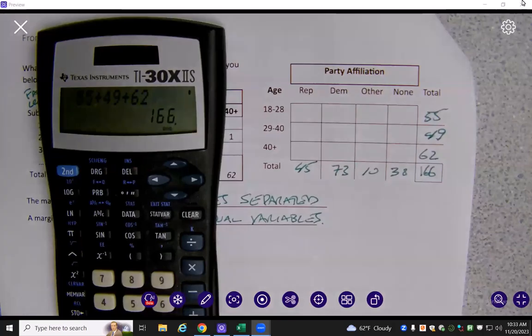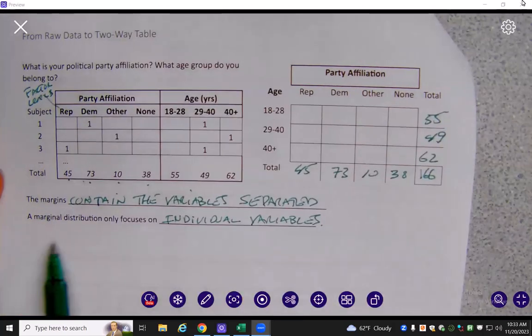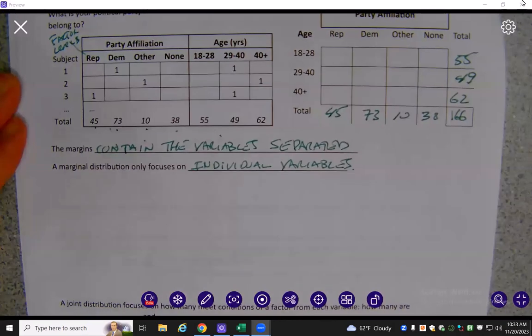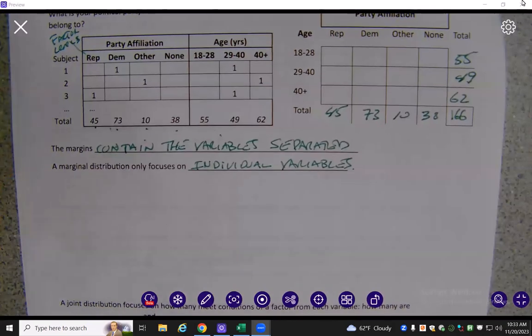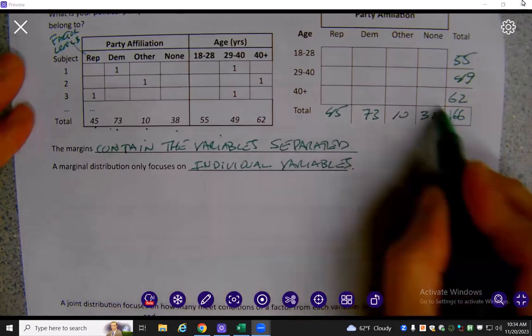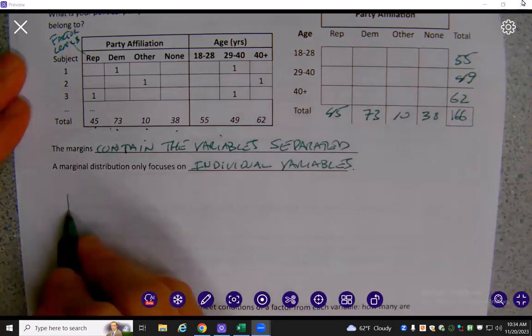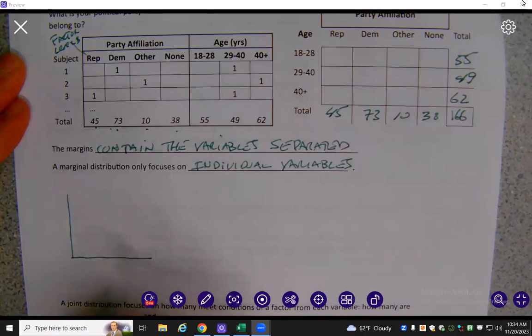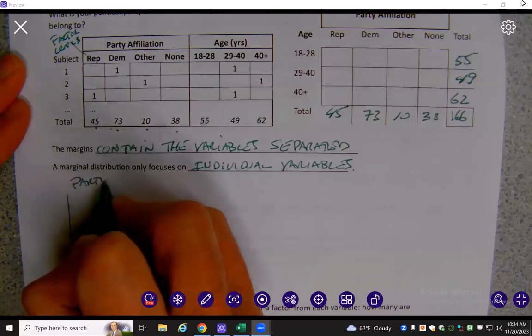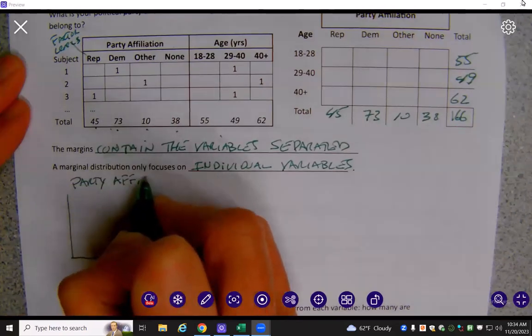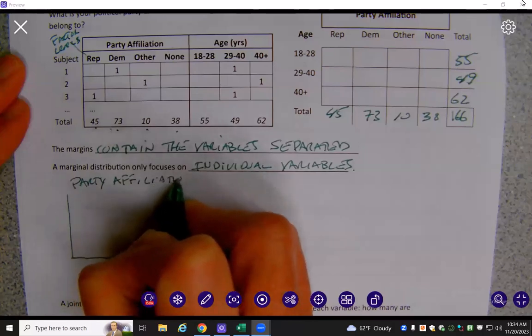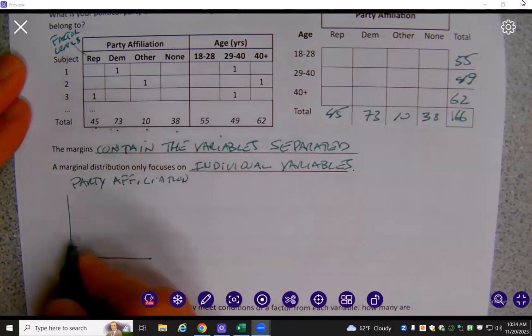Often you'll hear about a marginal distribution. Let me create a graph of it. Does anybody here know what a bar graph is? I think I might have mentioned it once, but it's just the one you see all the time in the news. The marginal distribution just concentrates on the margins. So for the bar graph, let's say that I'm looking at the variable party. I'm going to go here.